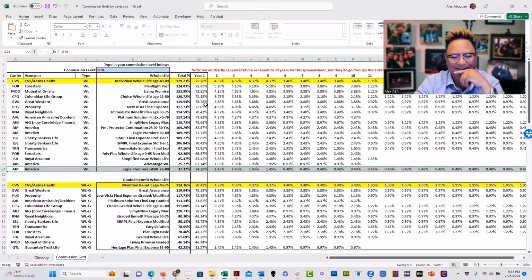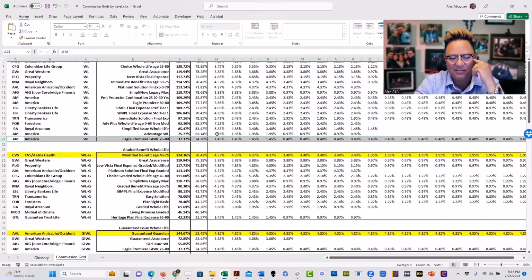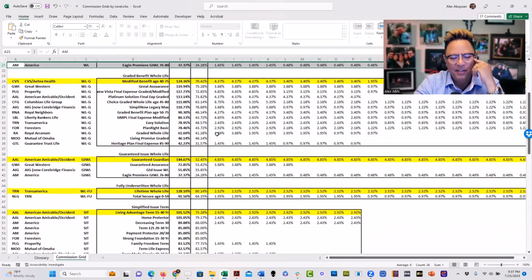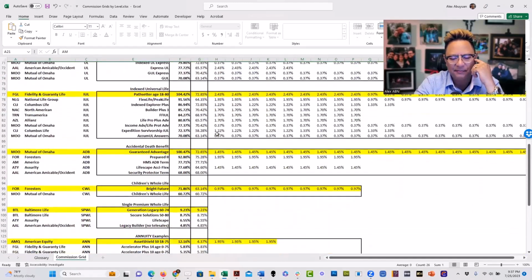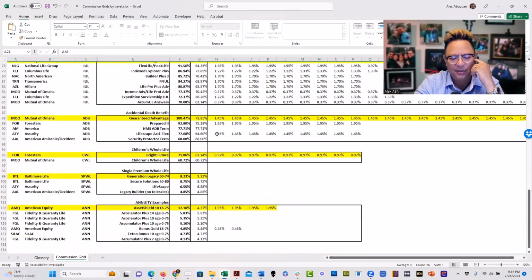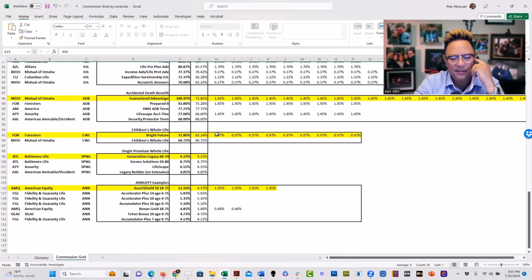Is this making sense so far? This is why I highlighted the ones that are typically number one on the charts.